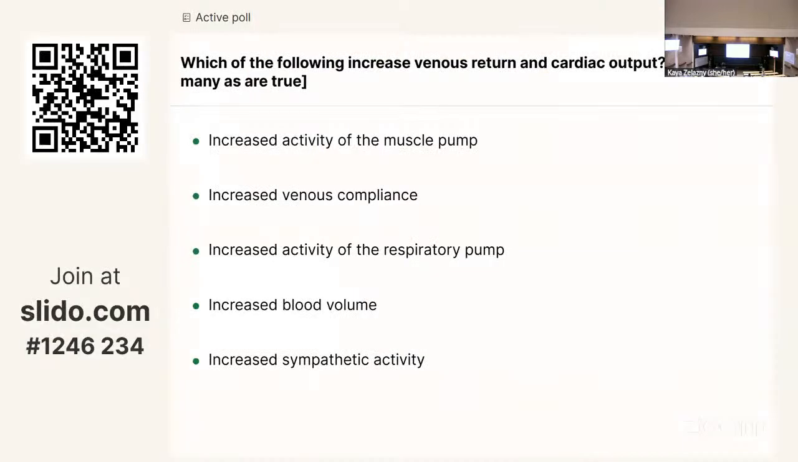Okay. So stepping back to the list of facts we would want to remember, let's check off all of these things that would ultimately increase how much blood is returning to the heart, our venous return, and therefore ultimately increase how much blood is coming out of the heart, increasing our cardiac output.